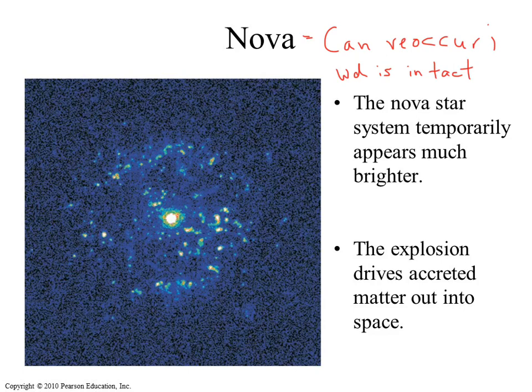The white dwarf's intact, and the giant's still a giant. Okay, so nova events can reoccur. I don't think you'd see two nova events in your given lifetime. But it's funny how stars are like, hey, what's 100,000 years here, you know? So that's kind of what we have.